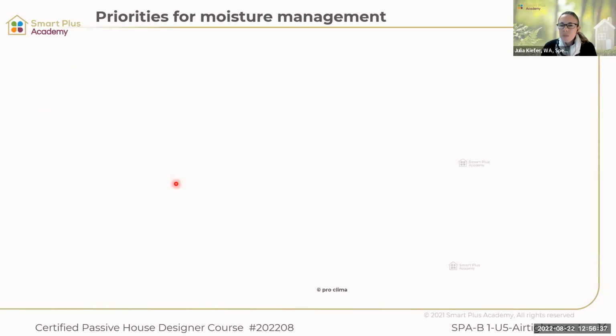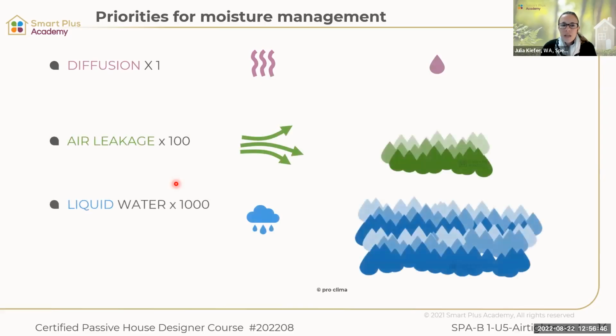So priorities for moisture management is an interesting one, because through a wall, we have diffusion, we have air leakage, and we have liquid water. So now you can see if diffusion has the priority of 1, then air leakage has the priority of 100 and liquid water of 1000. What does that mean? What I want to say with that is that if we're not having our building under control in terms of liquid water, if it rains through the roof, then we don't have to worry about air leakage and our air tightness.